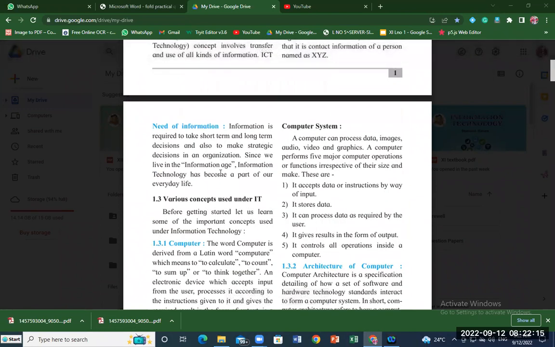What is the need of information? Information is required to take short-term and long-term decisions, and also to make strategic decisions in an organization. Now, if I want to do a survey, I want to open a shop.